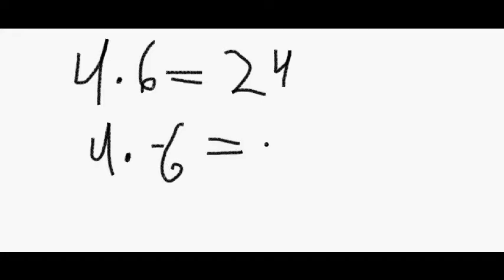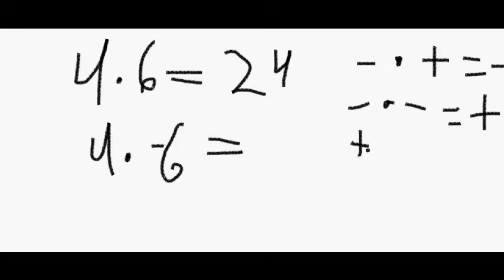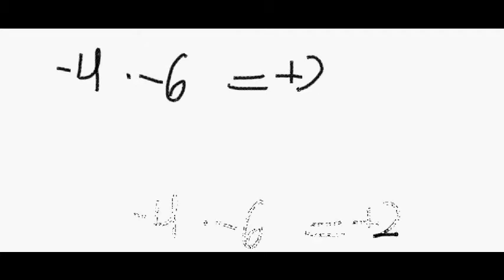Next is 4 times negative 6, which is what? The combinations are: negative times positive equals negative. Negative times negative equals positive, and positive times positive is positive. So knowing that, 4 times negative 6 is negative 24. Okay, negative 4 for number 9. Negative 4 times negative 6 will be positive 24 because negative times negative is positive. Same rules apply with division.